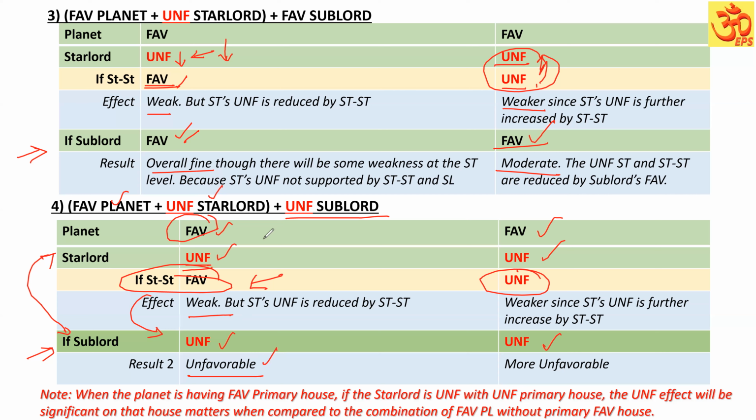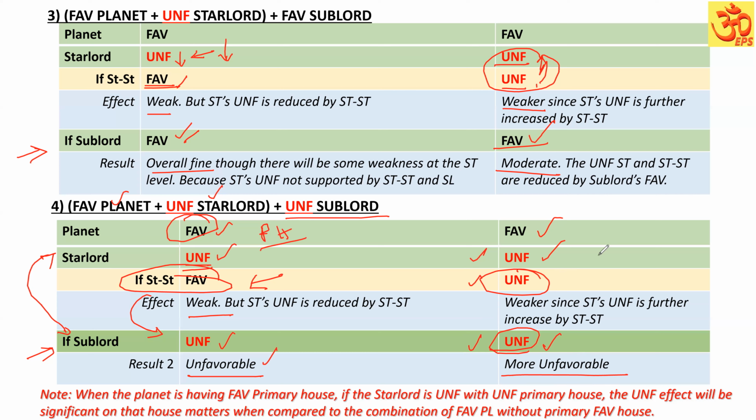Similarly, if the planet is having the primary house for the event, as we discussed earlier, this impact is going to be more. That planet's favorable house matters are going to become weaker at the star level and sub level. Based on the grouping of houses, the impact level will vary. Now, in this case, you can see the sublord is also unfavorable. The star lord is unfavorable, the star lord of the star lord is unfavorable, the sublord is unfavorable, so automatically it's going to be more unfavorable.